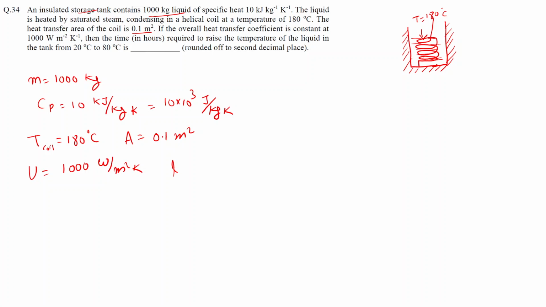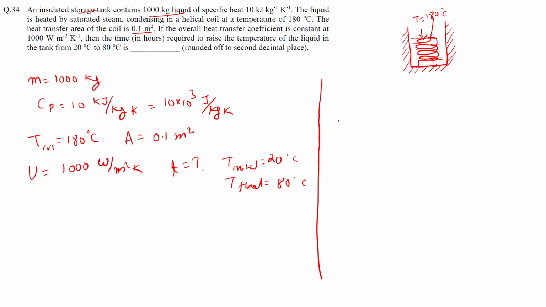Then the time required to raise the temperature of liquid in the tank. My T initial is 20 degrees Celsius and T final is 80 degrees Celsius. So from the given setup, we can write the energy balance. Usually the energy balance is written as m Cp delta T is equal to m dot Cp delta T is equal to UA delta T.